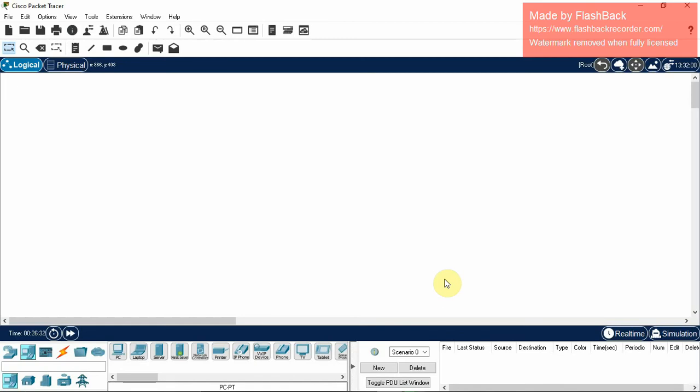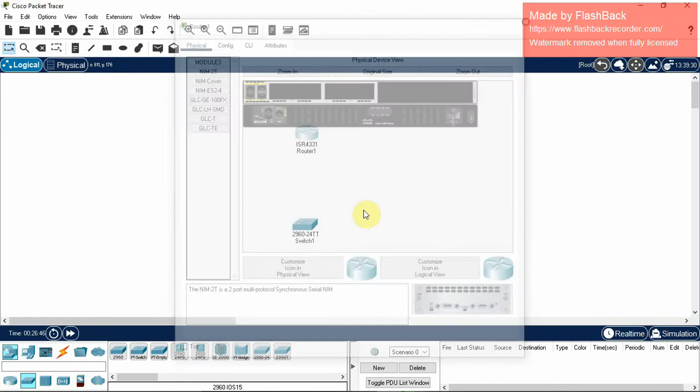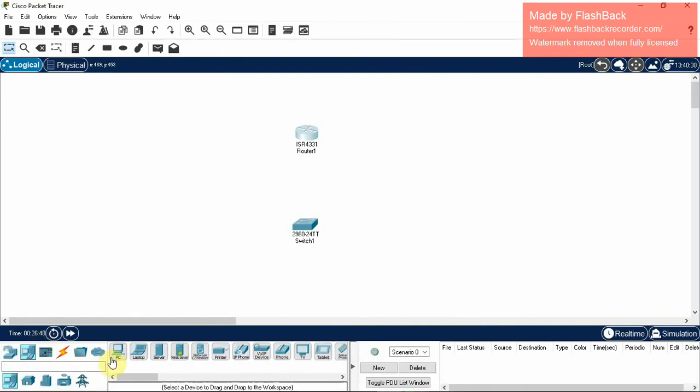I'm going to show you how to implement DHCP in an inter-VLAN network. So first you're going to take the routers. So I'm going to pick 4331, and then I also take the switch, which is 2960, my favorite, and from there I'll take some computers, computer 1, computer 2 and computer 3.